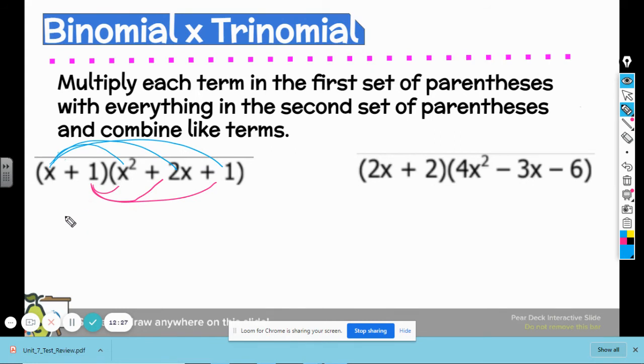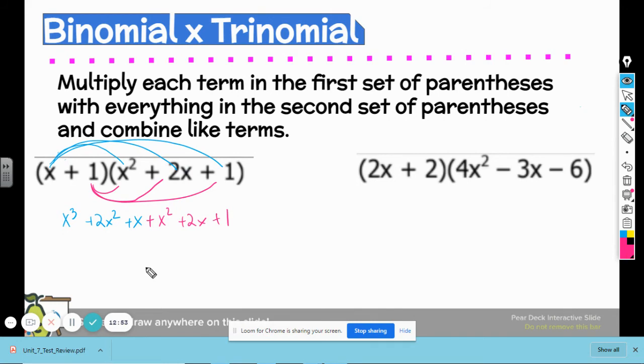X times x squared is x to the third. X times 2x is plus 2x squared. X times a 1 is just itself, right? Anything times 1 is itself. Then we're going to do this set. So 1 times x squared is just x squared. 1 times 2x is just 2x. 1 times 1 is 1.